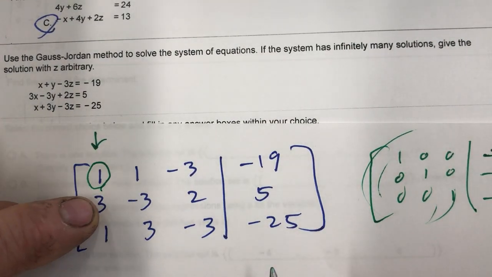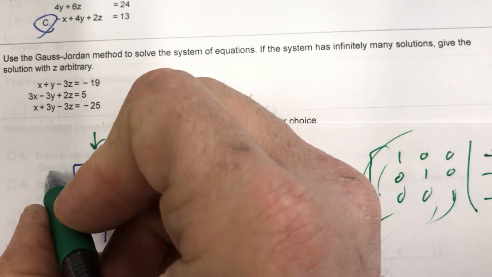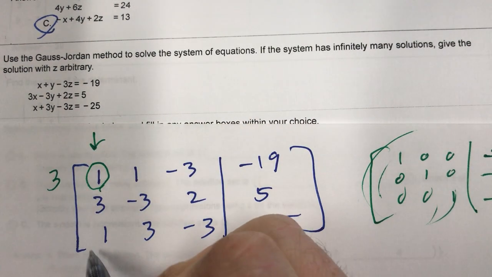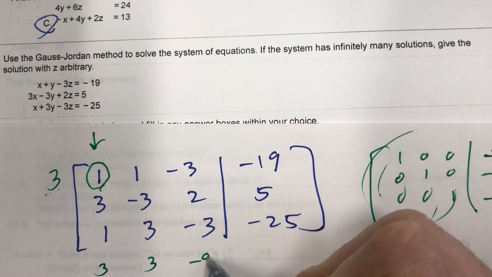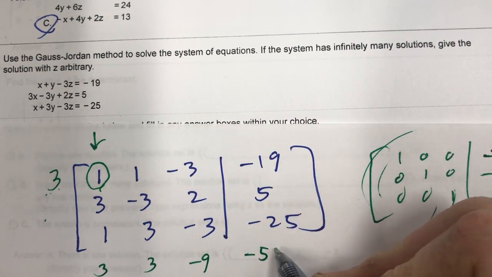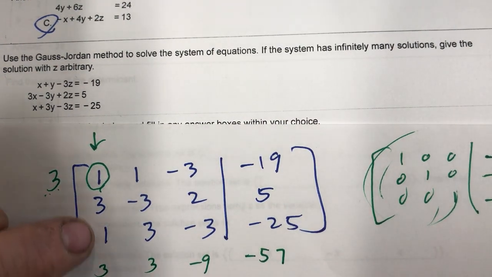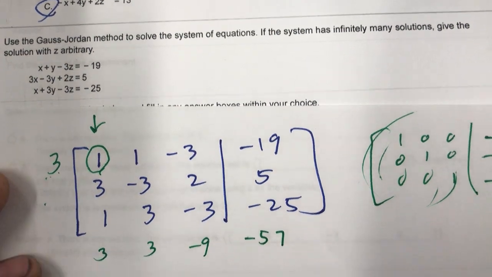That's a 1. Now this should be a 0. So what I'm going to do is 3 times this row. I'm going to write it down here. 3 times 1 is 3. 3 times 1 is 3. 3 times negative 3 is negative 9. 3 times negative 19 is negative 57. And now I'll subtract these two right here.